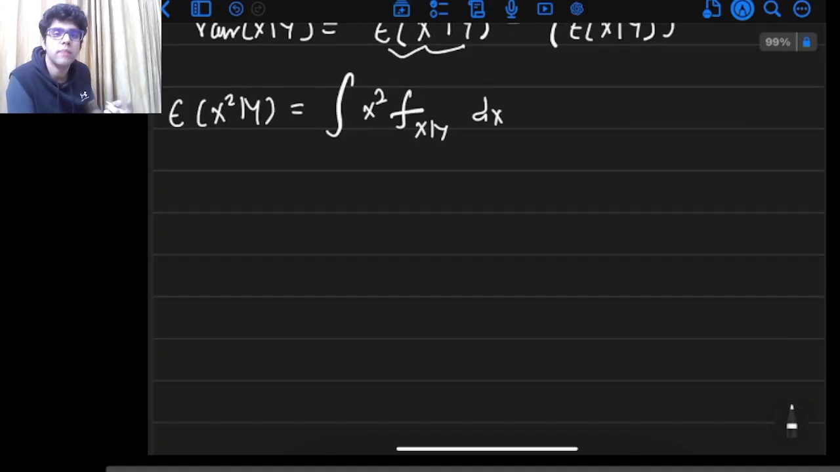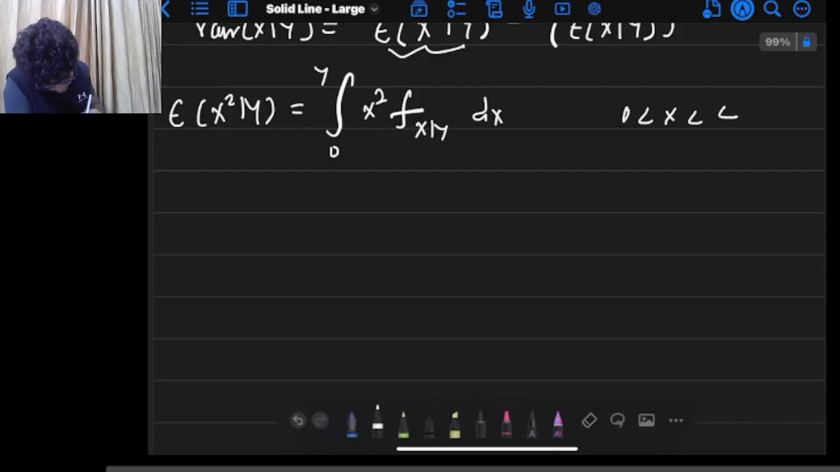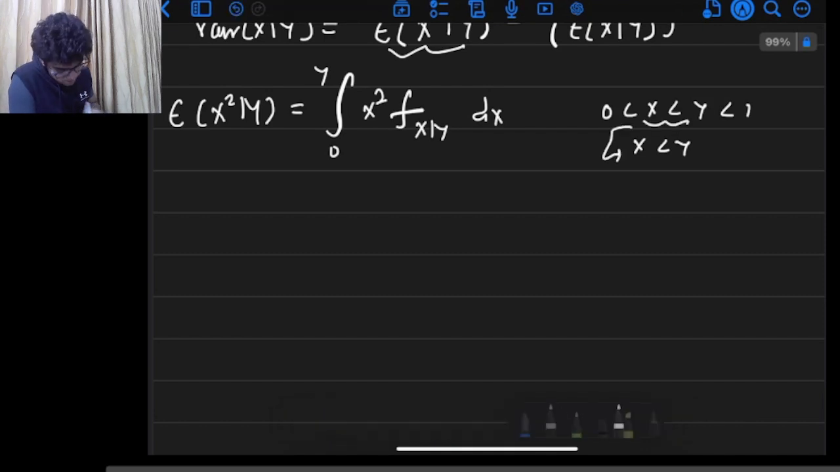And I already know that my x lies between 0 and 1, and it is also less than y. Therefore my limits will be 0 to y. Can deduce this from here, right? So my limits for x become 0 to y.